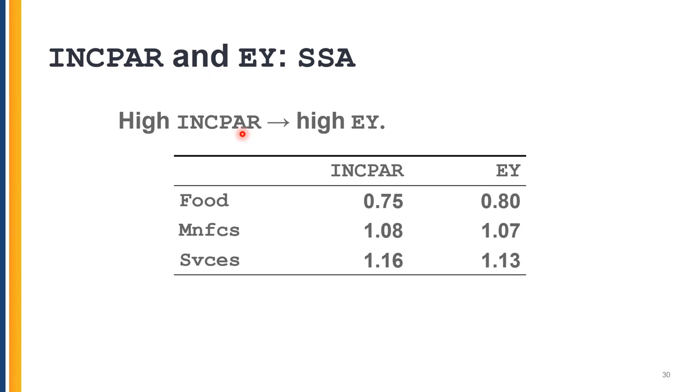What is the relationship between INCPAR and elasticity? Well, the higher the INCPAR goes, the higher you expect the income elasticity to be. Okay, so that is what we're talking about. So as you're moving down a commodity, through the commodity set, the higher you see the INCPAR, the higher the income elasticity will be.